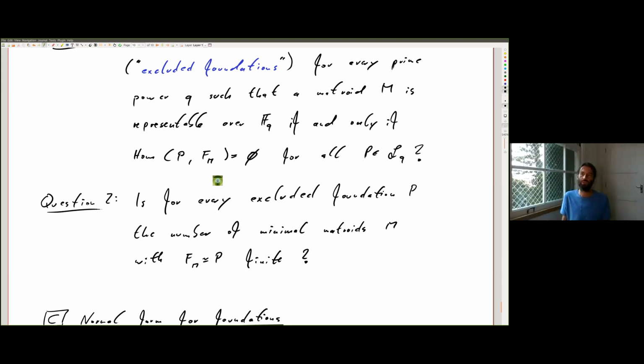So what I propose as an idea is to take the foundations as an invariant. Many of these excluded minors will have the same foundation, and this might result in a much smaller list that gives a more reasonable handle on the problem.